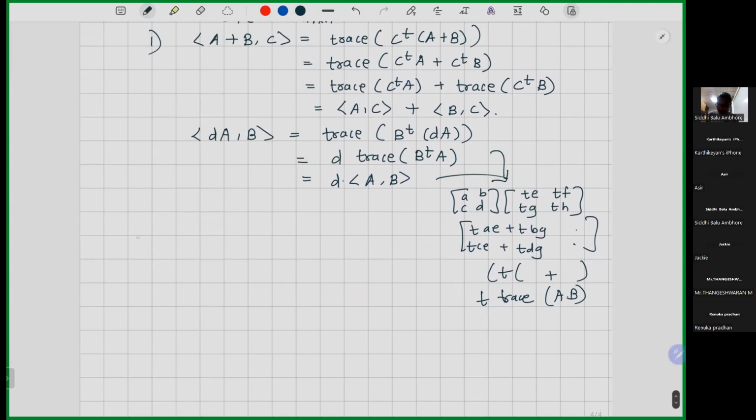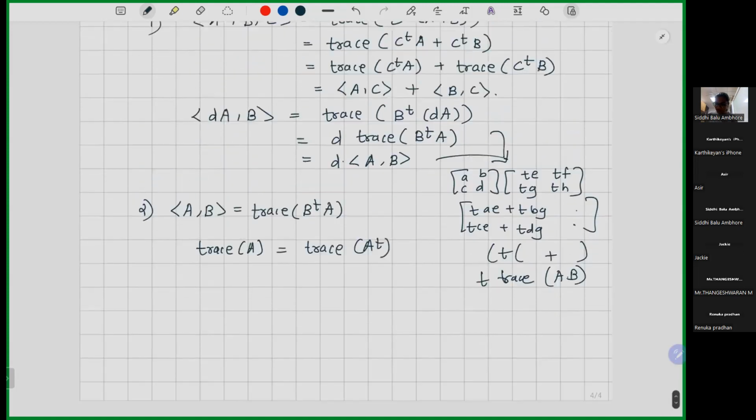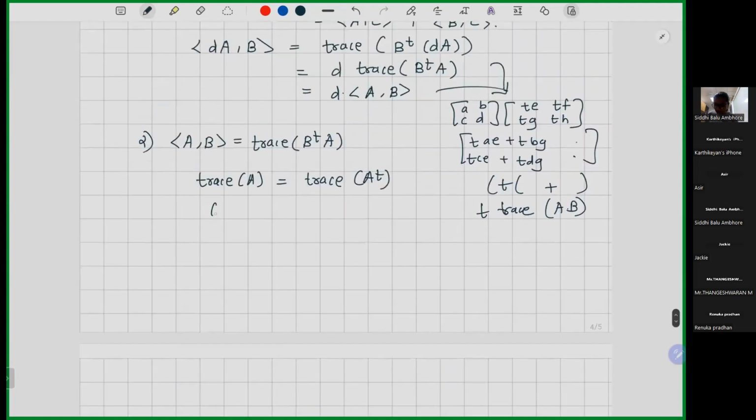And the second is symmetry. A comma B is equal to trace of B transpose A. So one thing we know that trace of A is equal to trace of A transpose. Okay, and for multiplication, AB transpose is B transpose A transpose.